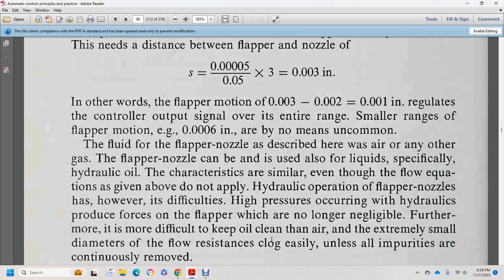Sorry, 3,000ths of an inch minus 2,000ths of an inch equals 1,000ths of an inch, and this range regulates the control output signal over the entire range. A small range of flapper motion of 6/10,000ths of an inch, or no more, is all that is needed.